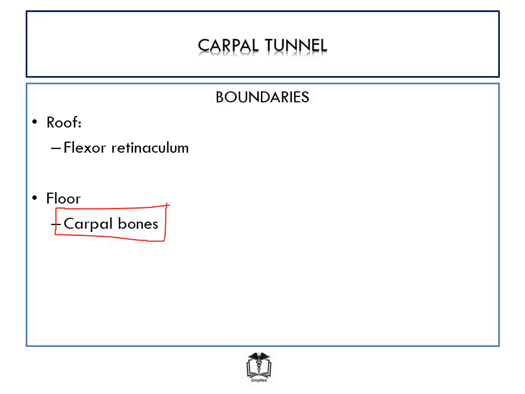The roof of the carpal tunnel, whereas, is formed by a particular ligament known as the flexor retinaculum. It's a ligament that tends to arc from the hook of hamate and the pisiform bone on the medial side and run all the way up to the tubercle of the trapezium and the scaphoid on the lateral side. So I'll show you a picture of how this flexor retinaculum starts and how it ends and how it forms the roof over the carpal tunnel.